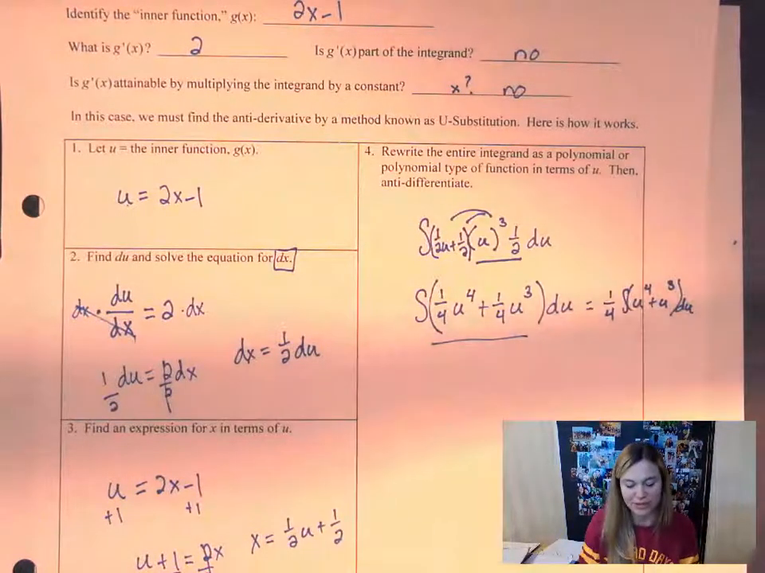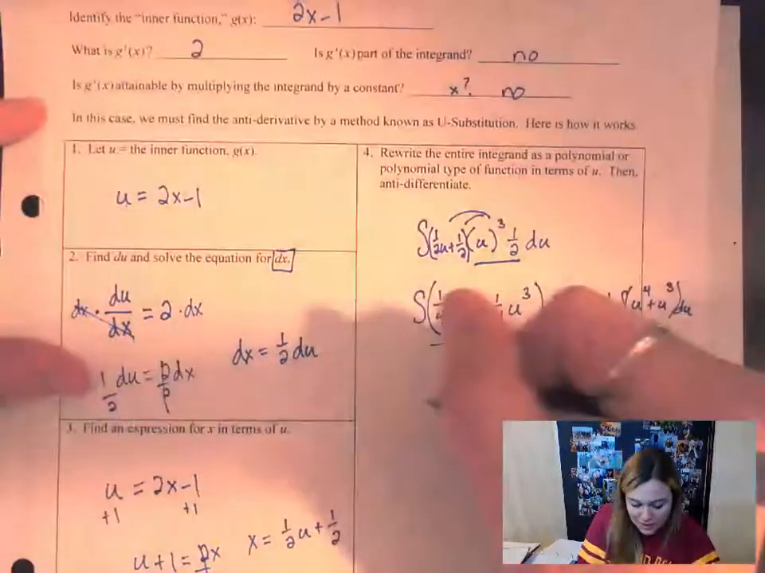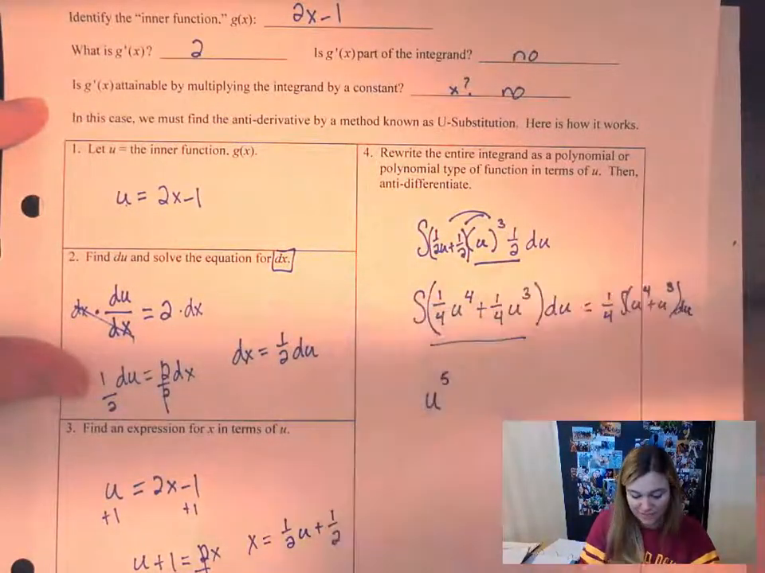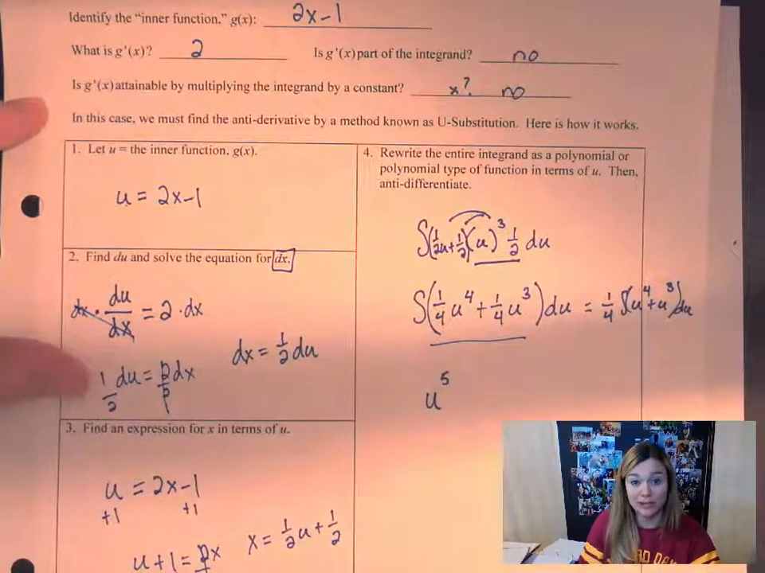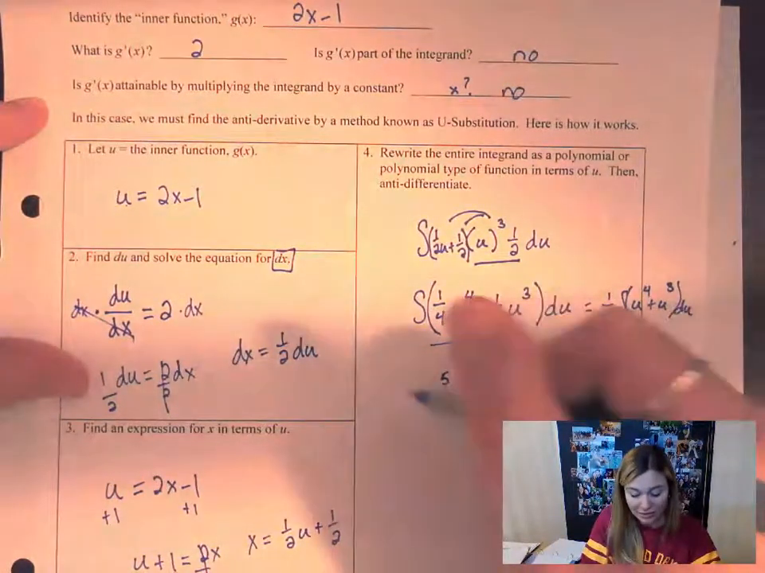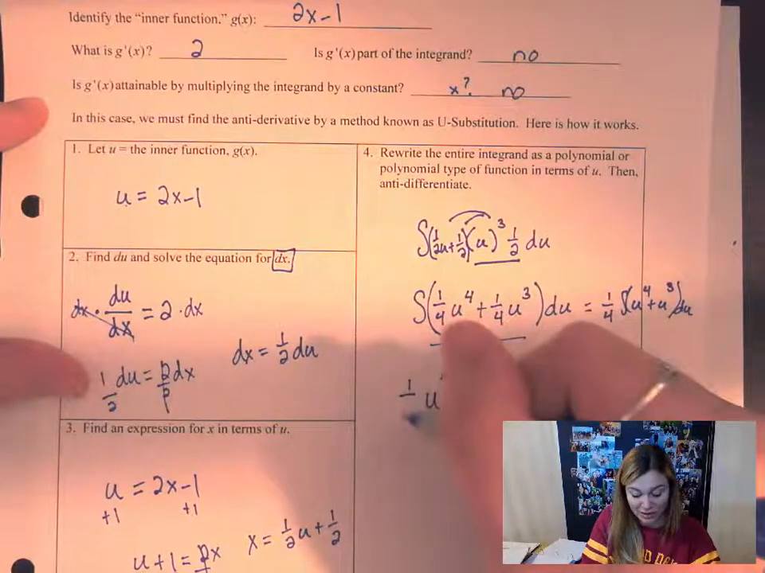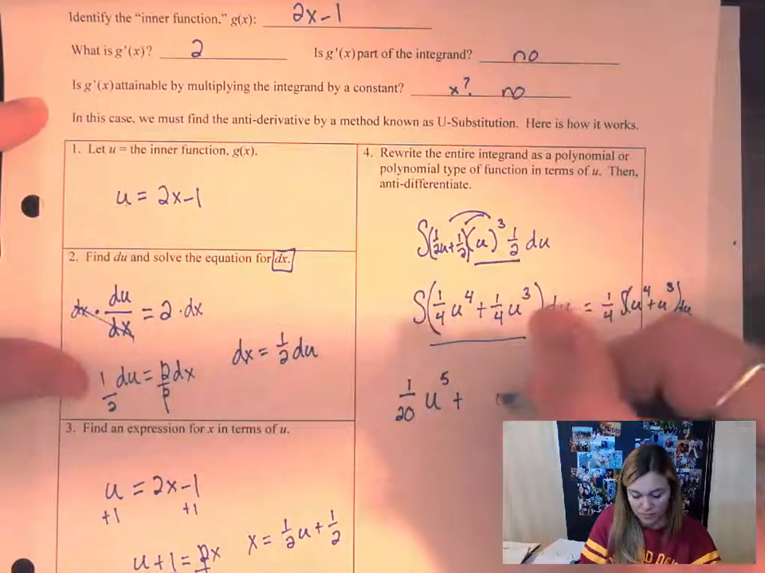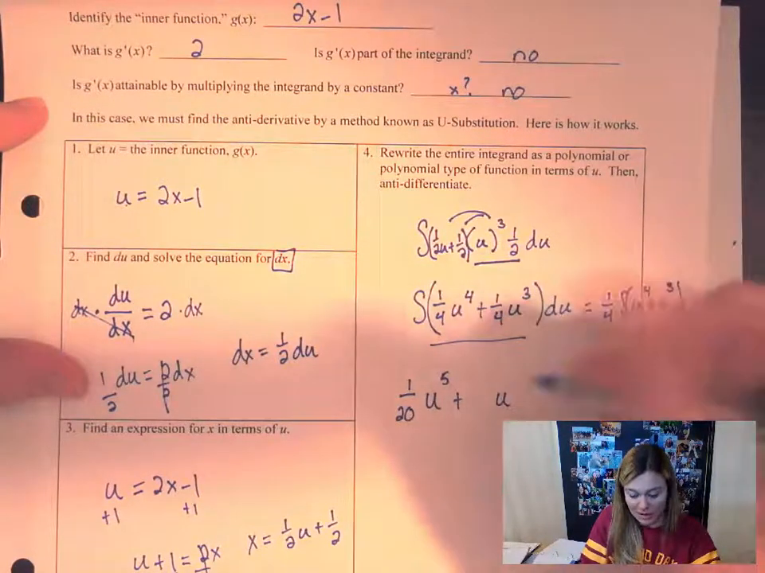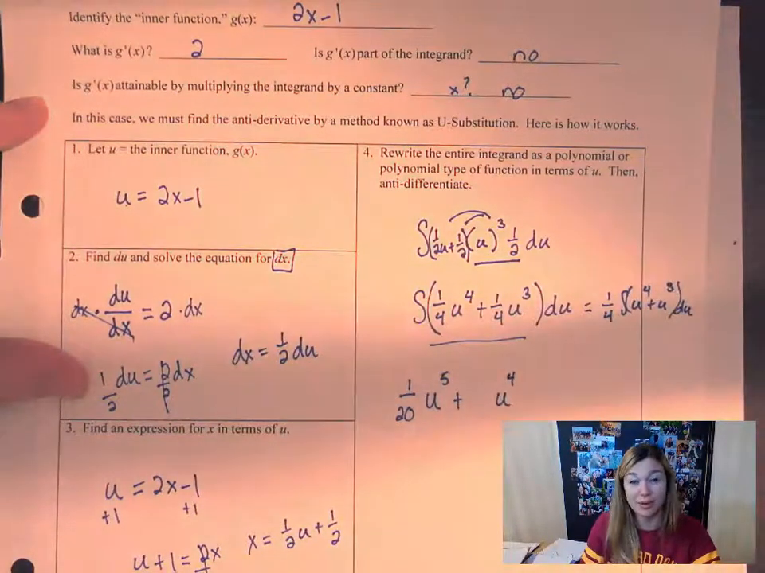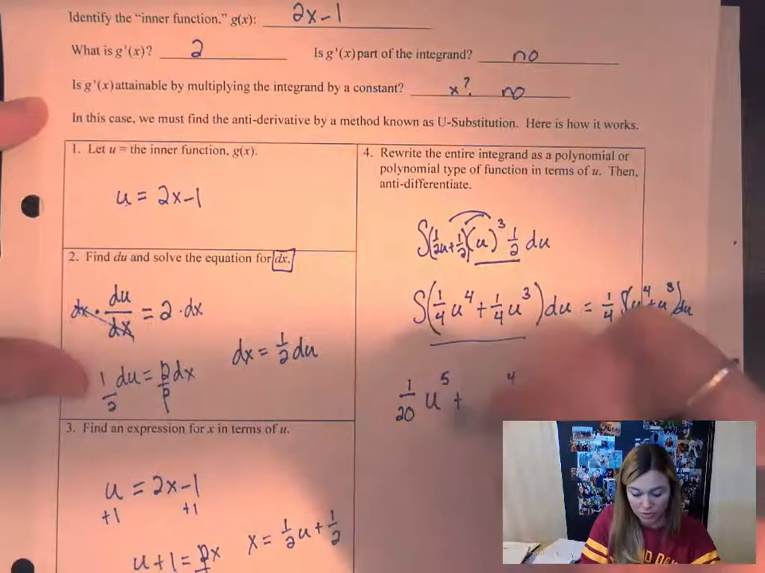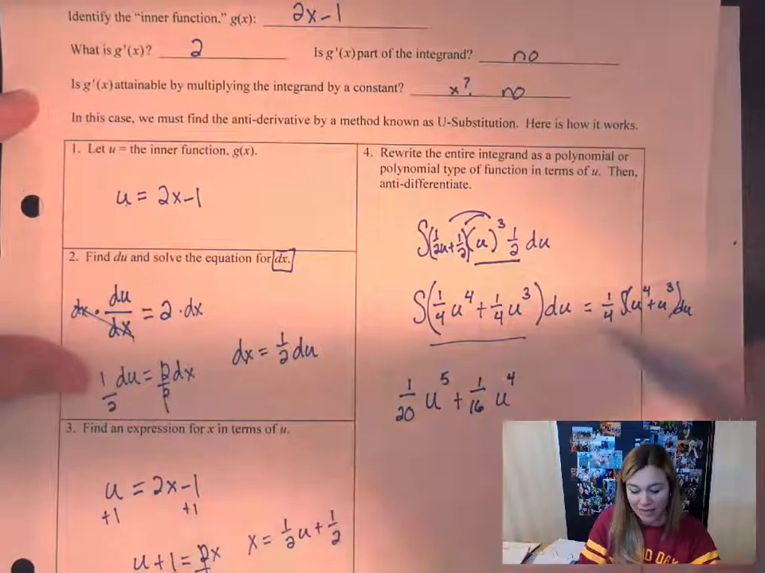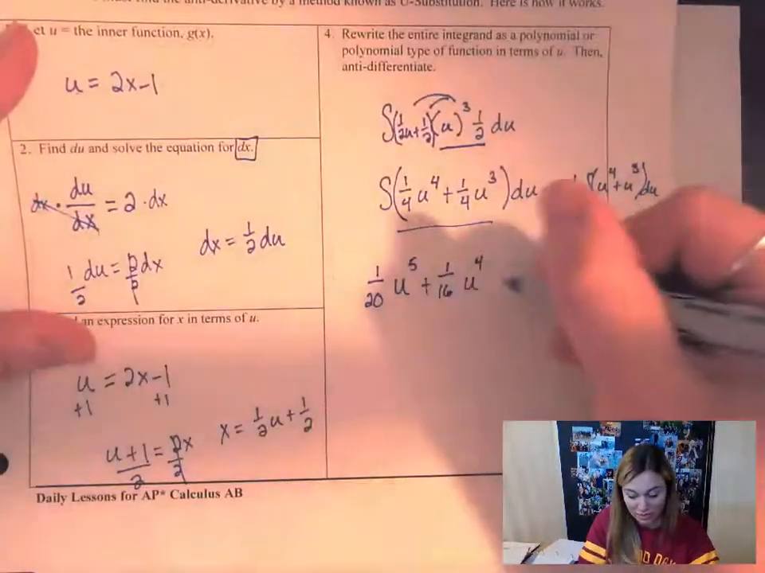But if I just stick with this, like, okay, how do I integrate this? I add 1 to my exponent. This would be u to the fifth. I divide by my new exponent. So 1/4 divided by 5 is the same as 1/4 times 1/5, 1/20th. u started as u to the third. I'm going to add 1 to the exponent. Divide by my new exponent. So 1/4 divided by 4 would be 1/16. And then this is it. This is all I have right now, plus c.